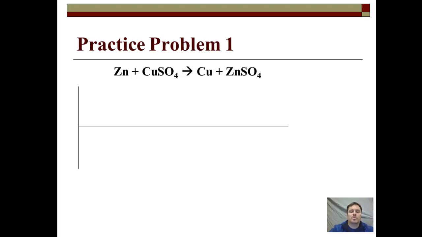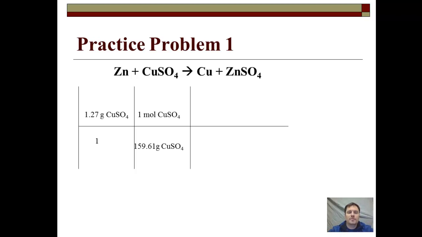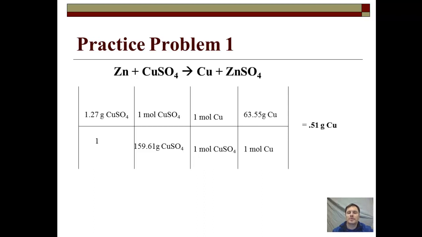So we said we start with 1.27 grams of copper sulfate. To get the copper, first we have to go from grams of copper(II) sulfate to moles of it. We know that 1 mole of copper(II) sulfate is equal to 159.61 grams. Now we have to go from moles of CuSO4 to moles of copper. So we use our molar ratios, our coefficients. 1 mole of CuSO4 gives us 1 mole of copper, and then finally we go from moles of Cu to grams of Cu using a periodic table, and we get 0.51 grams of copper is what we should have got.